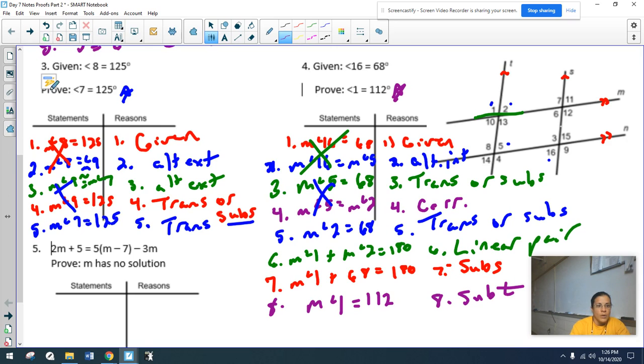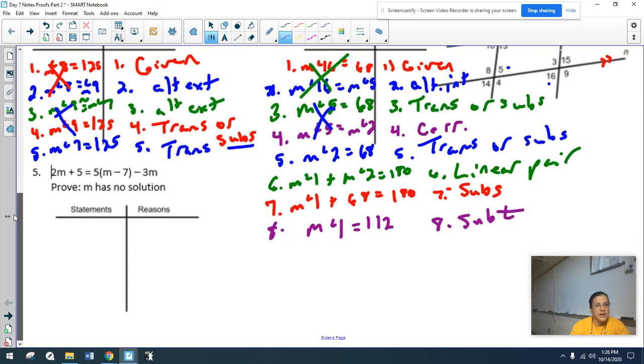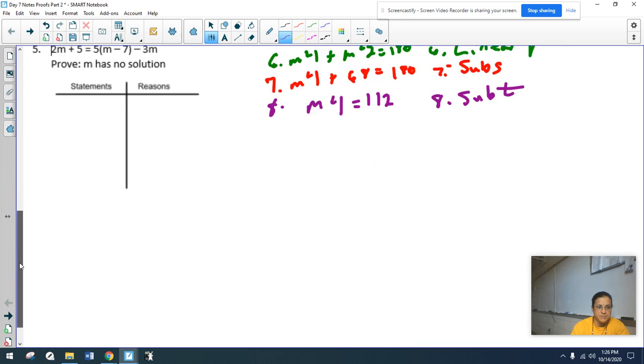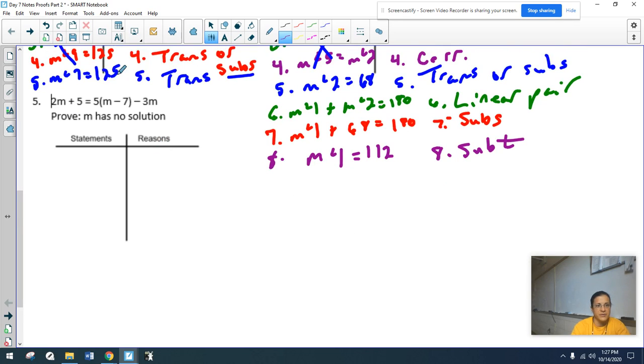Okay, one more down at the bottom. This is not nearly as difficult as that last one. That last one was a tough one. This one right here is more of an algebraic one. Remember when I did the algebraic ones, that's just when you're solving a problem and telling me why. So that right here, that's step 1. I'm not going to rewrite it. So that's given.